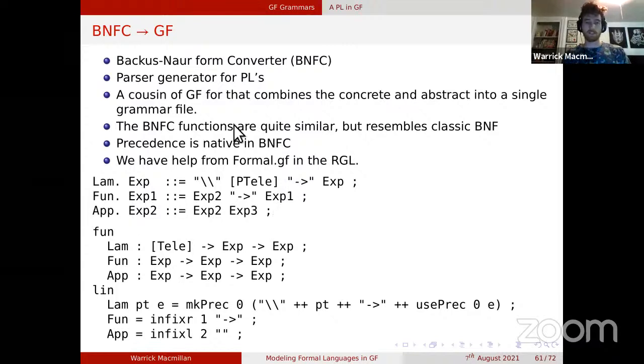But the precedences are natively treated by BNFC, so it's easier to prototype programming languages. But it's a pretty straightforward algorithm to go from a BNFC grammar to a GF grammar. And this is using this library from the RGL, these infix and mkprec and useprec operators.